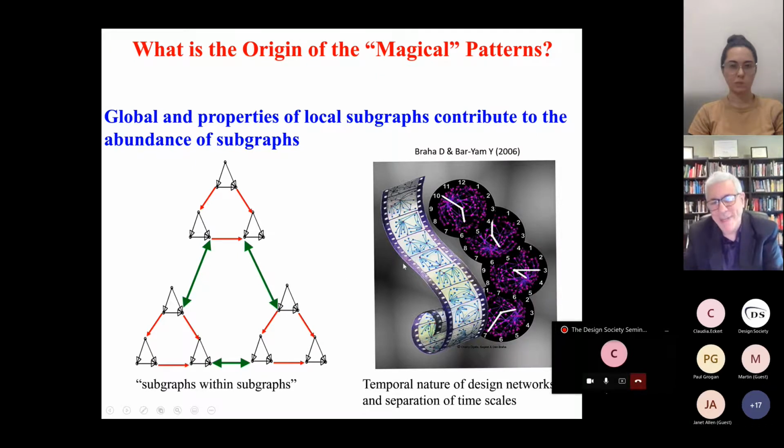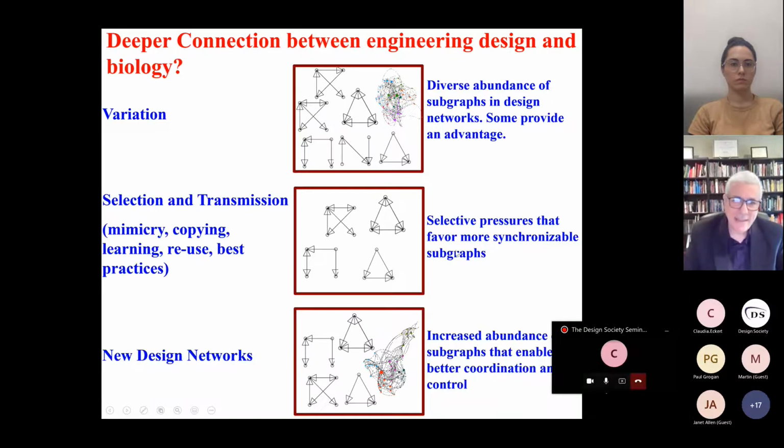I don't have time, but you might explain it also in terms of temporal networks in some way. And you might also explain it, as in the last slide, in terms of biology. The design that we actually observe is the result of an evolutionary process. We didn't start with the design that we see. It went through many iterations over many generations. You start with some variation of subgraphs in the network, so you have diverse abundance of subgraphs in design networks. Some provide an advantage.